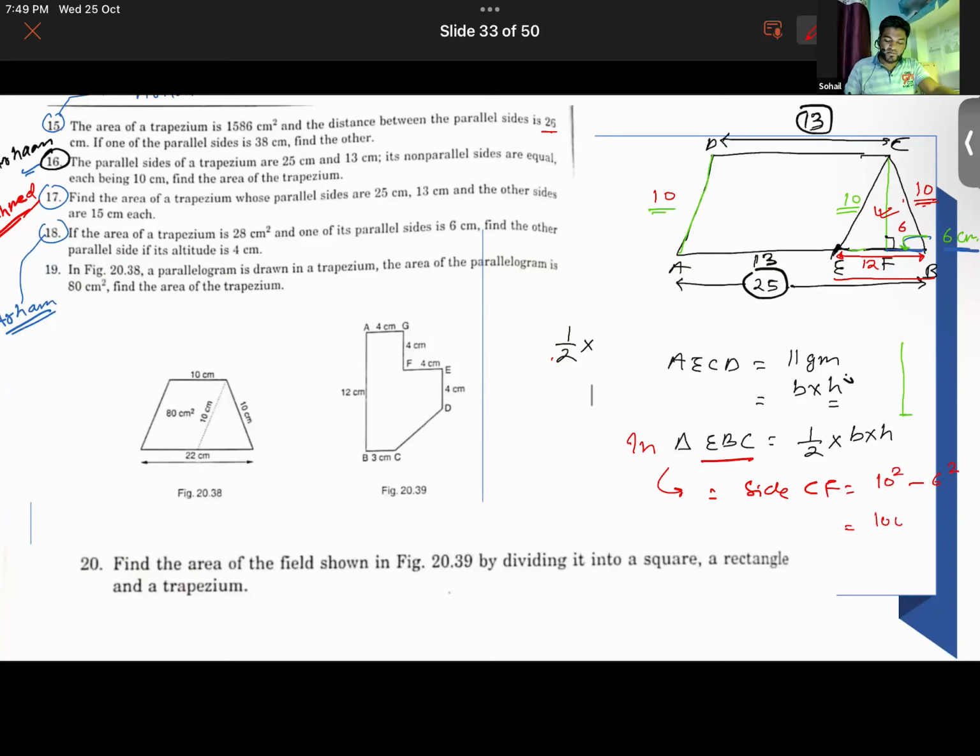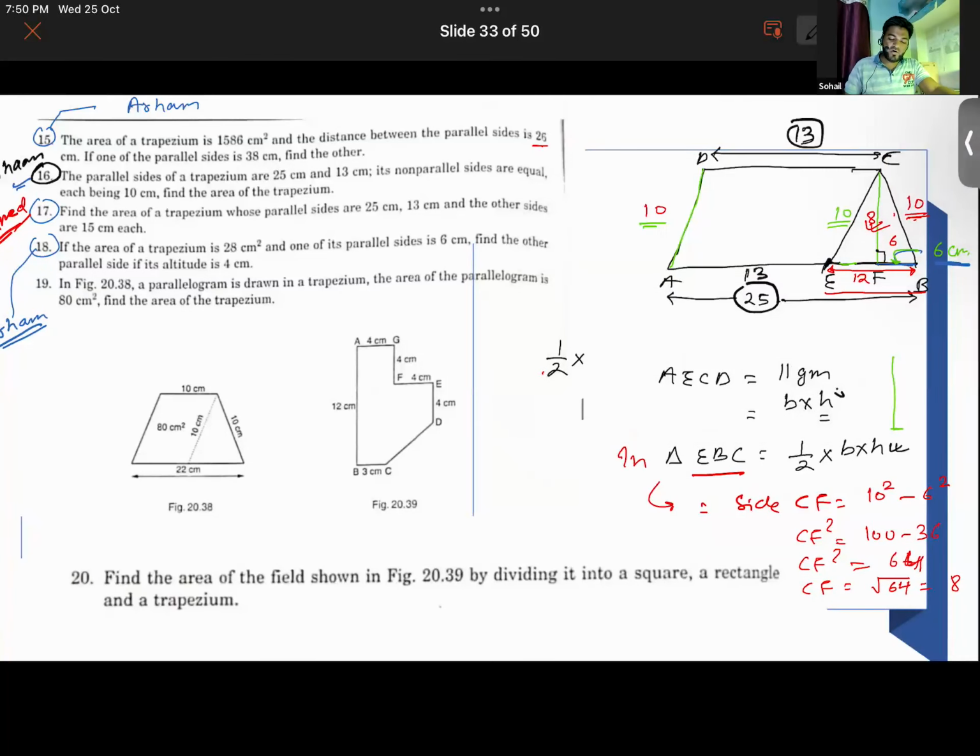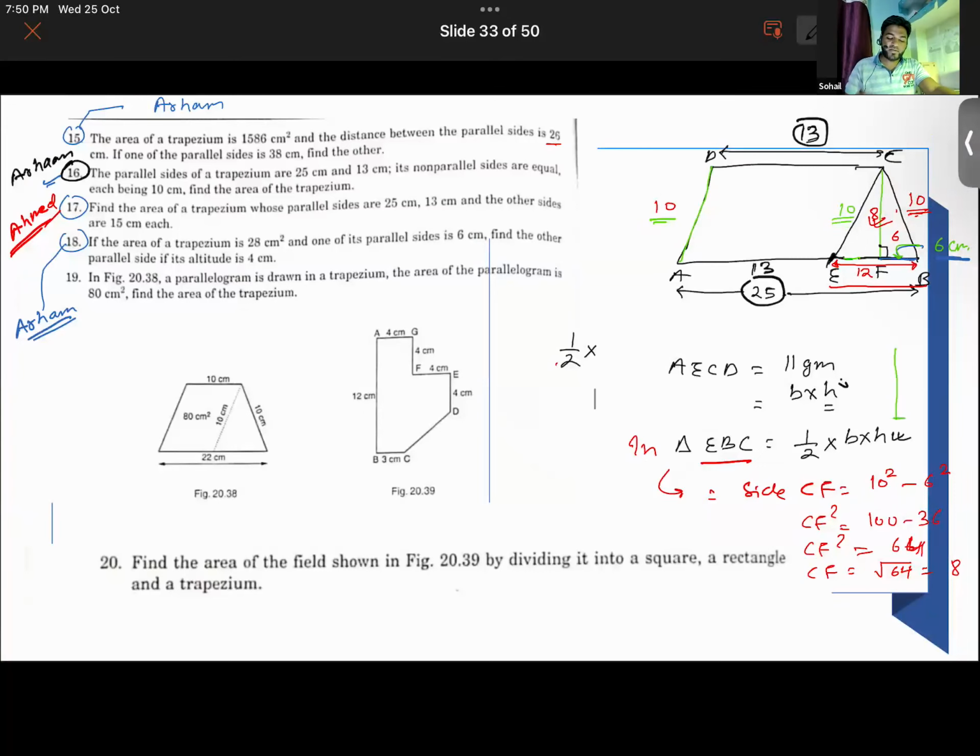Yes, sir. That is 100 minus 36. That is 64 over here right now. So CF equals to root under? Say 64. So that is 8 over here. Yes, sir. So ye hamara 8 ho gaya. Now you have got the height also. Now we have all the necessary things we need to find the area of the trapezium over here. Hamein height mil chuka hai.